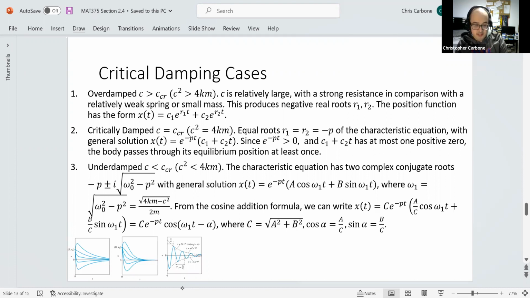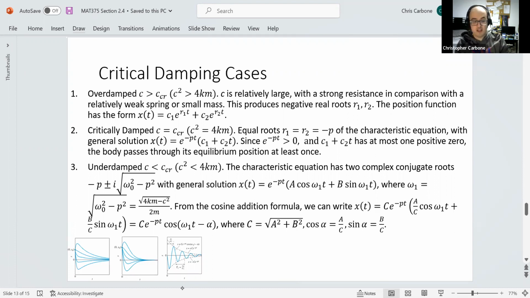It's underdamped if c is less than the critical damping number. So c squared is less than 4 times km. We have two complex conjugate roots of the characteristic equation: negative p plus or minus i times the square root of omega sub 0 squared minus p squared, with general solution of e to the negative pt times a times the cosine of omega sub 1 times t plus b times the sine of omega sub 1 times t, with omega sub 1 being essentially the square root of 4 times km minus c squared divided by 2m.